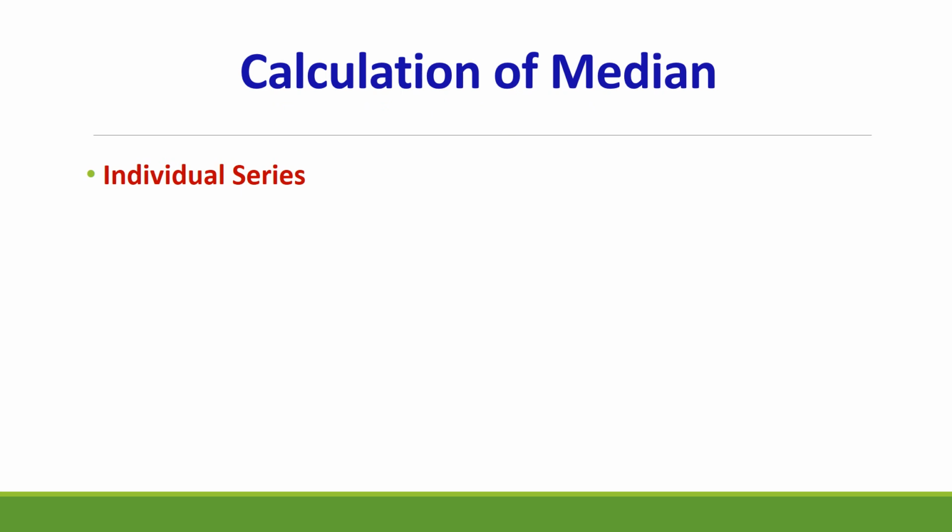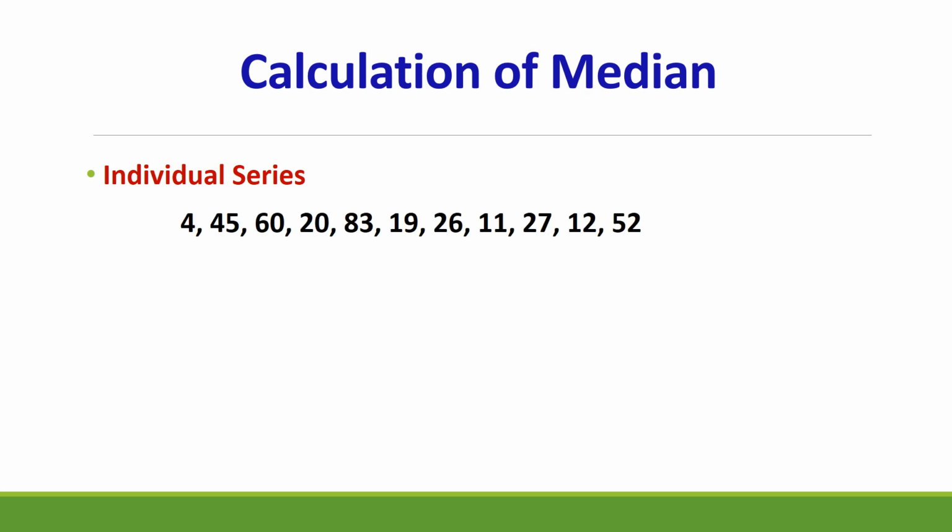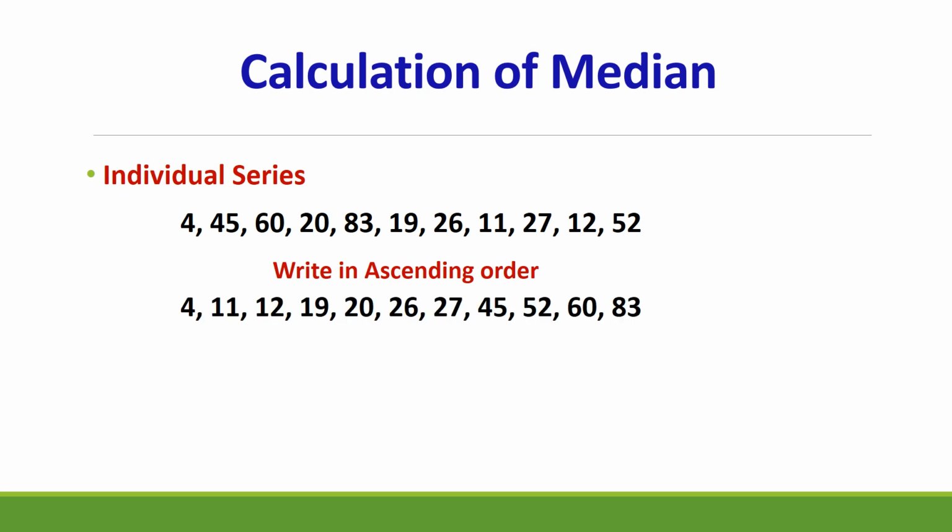Now let us take an example to illustrate the calculation of median in individual series. A few values are given and this has to be written in ascending order first. See, the values are arranged in ascending order from the smallest to the largest. Now we have to find out which is the middlemost value by applying the formula, size of (n plus 1) by 2th item.